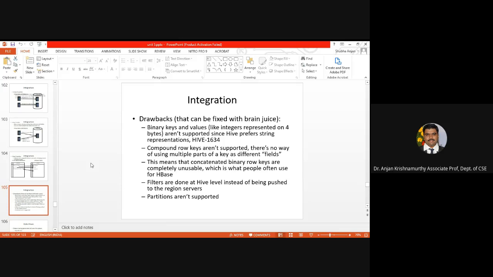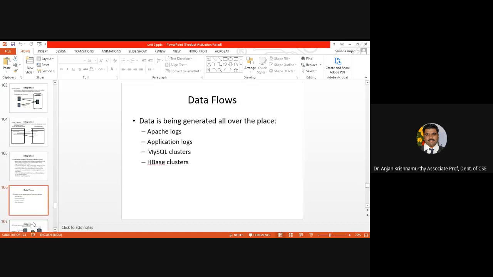Filters are done at the Hive level instead of being pushed to the region servers. Partitions are supported in this particular way. The data flow is being generated all over the place, right? It can be logged into Apache logs. You can have application logs, MySQL clusters, HBase clusters. So the data flow basically percolates into logs as well as different clusters that you have created.